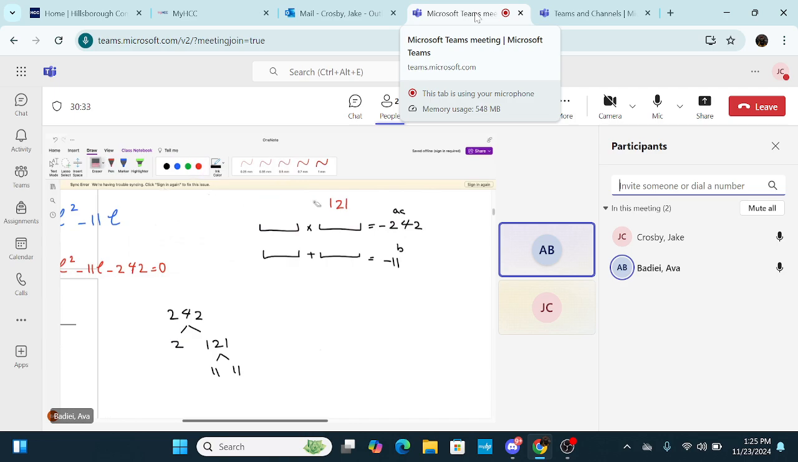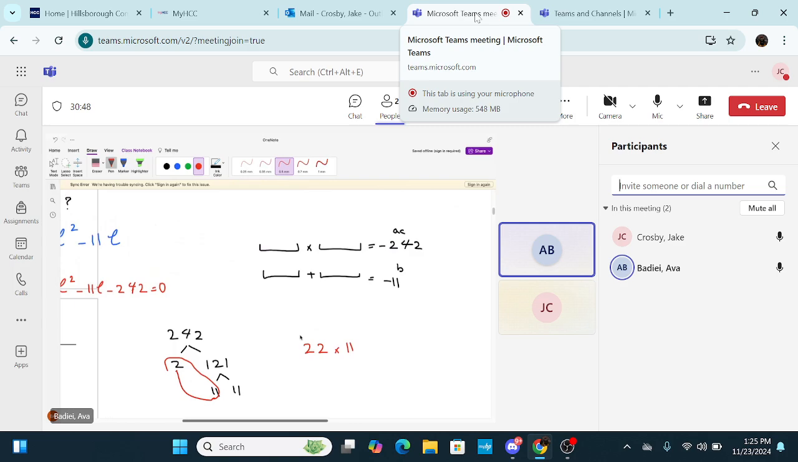So let's look at another pair of numbers. What if we do 22? So 2 times 11, 22 times 11. This one looks pretty promising to me. How do you think we can work with this? You can do negative 22 plus 11. That's it. So negative 22 times 11 is this, and negative 22 plus 11 is negative 11.